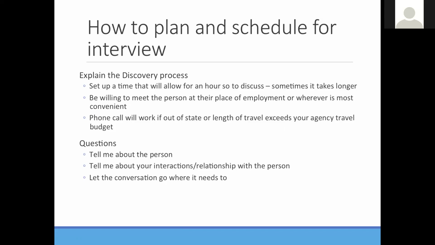And you let the conversation go where it needs to. You can say, tell me about your relationship with him. And, tell me about some experiences that you've had with him. Let the conversation go where it needs to go.